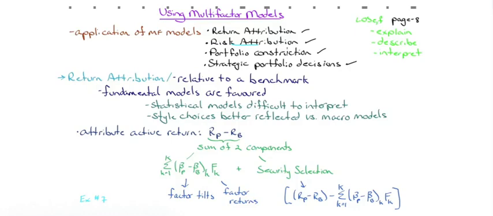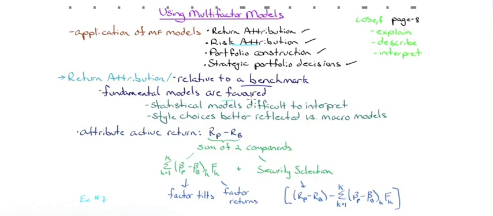So return attribution, in this particular reading, we're really just looking at a return relative to a benchmark. You can do an absolute return attribution. In other words, a portfolio that has no benchmark, you can do an attribution of that return based on a number of style indexes to try to determine what style the portfolio was following. But if we have a benchmark, we can do a return attribution on the portfolio to determine what were the sources of active return. And active return is the return above the benchmark.